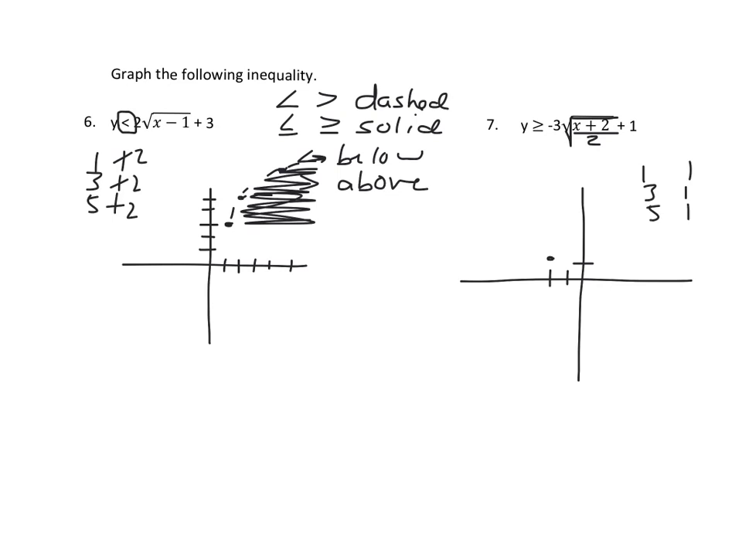My general movement here, the negative 3, again multiplies the y's by negative 3. Since I'm dividing 2 under the square root sign, I'm going to double these x's. So now I'm going over 2 and down 3, and then over 6 and down 3. This graph's going to be solid because it's equal to. And we're going to shade above the graph.